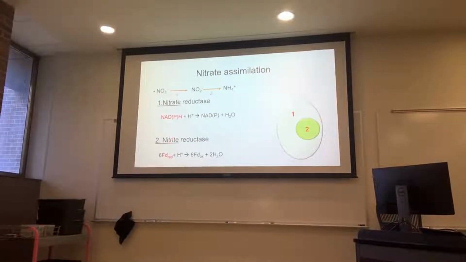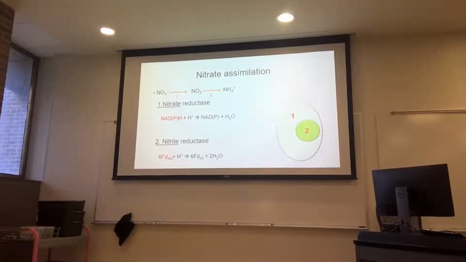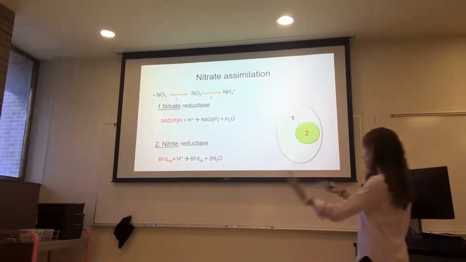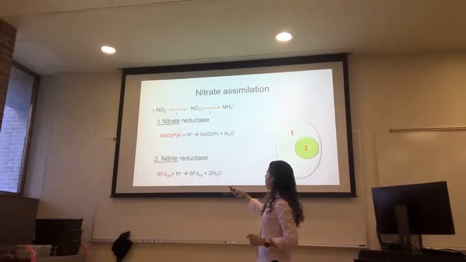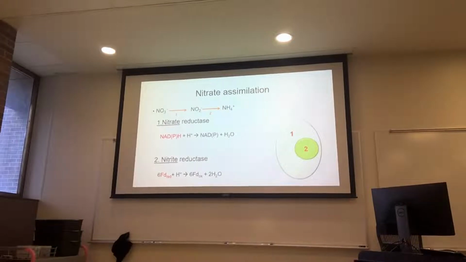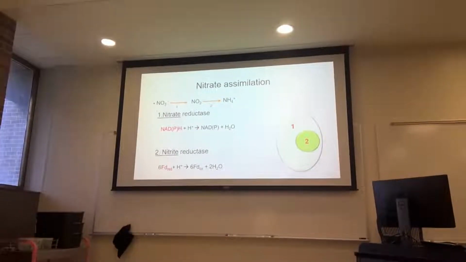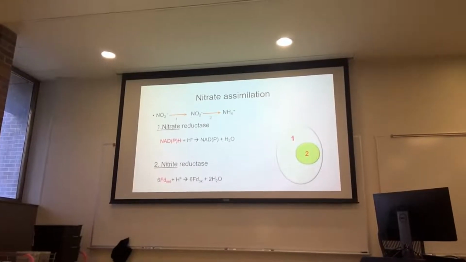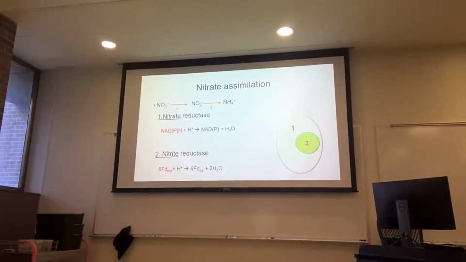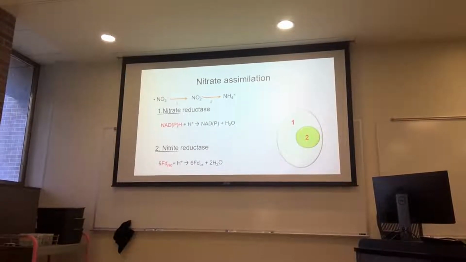Nitrate, nitrite. If I don't say it correctly, you'll know what I'm talking about. So nitrate reductase, so a lot of electrons here. And then this gives us nitrite. And then you have to take a second step to go from here into ammonium by a different complex.